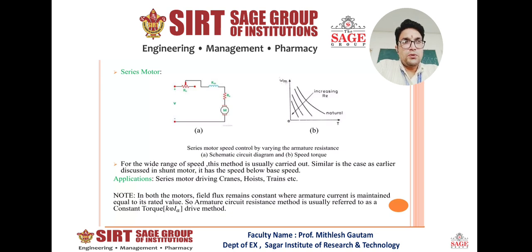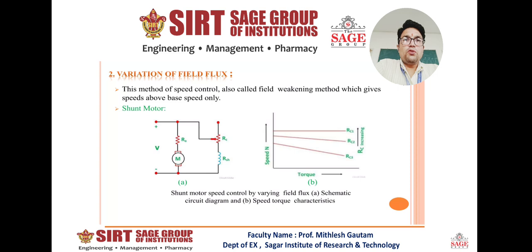In both motors, field flux remains constant, where armature current is maintained equal to its rated value. So the armature circuit resistance method is usually referred to as a constant torque drive method. Variation of field flux method. This method of speed control, also called the field weakening method, keeps the speed above base speed only.